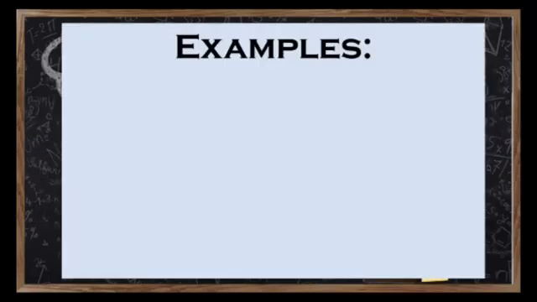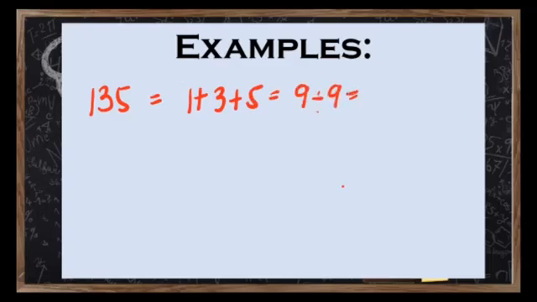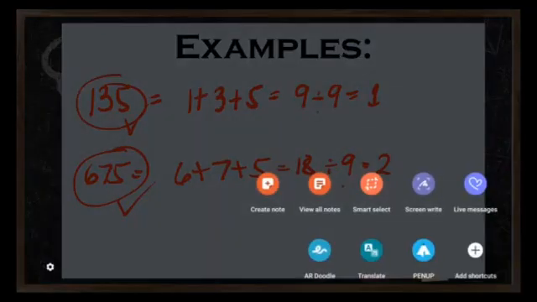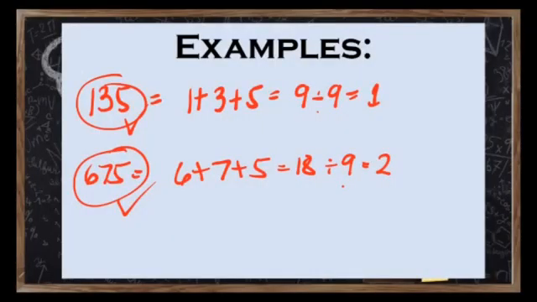Another example, 135. When we add the digits, 1 plus 3 plus 5 is equal to 9. 9 is divisible by 9. Therefore, 135 is also divisible by 9. Another example, 675. 6 plus 7 plus 5. 6 plus 7 is equal to 13, plus 5, we have 18. 18 is also divisible by 9. Therefore, 675 is also divisible by 9.